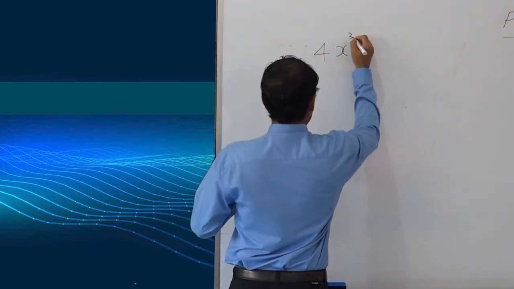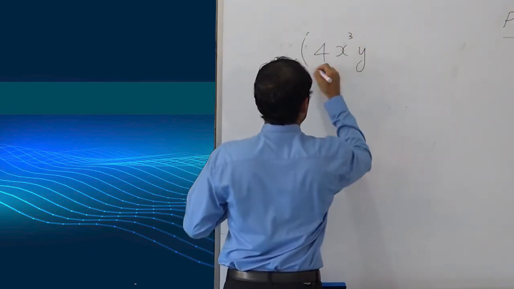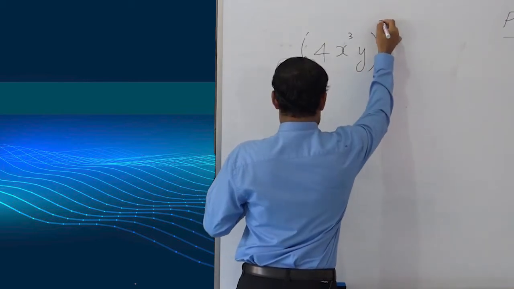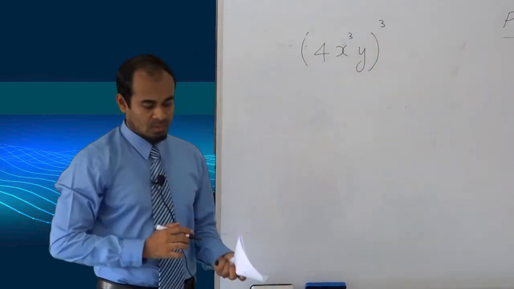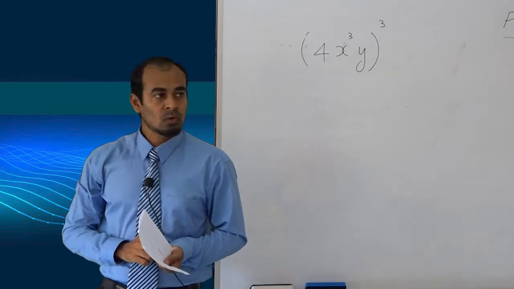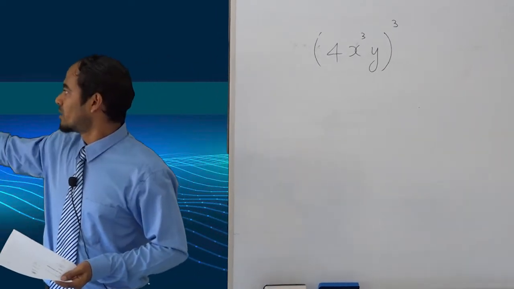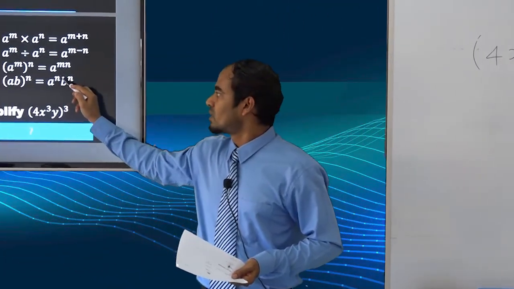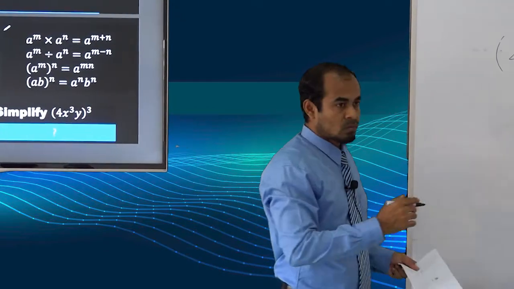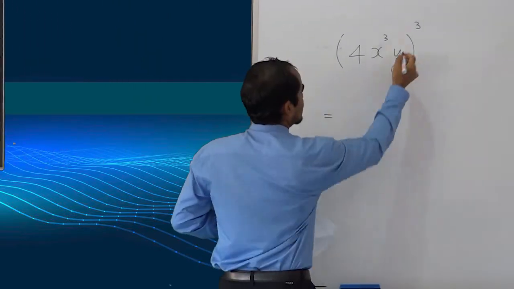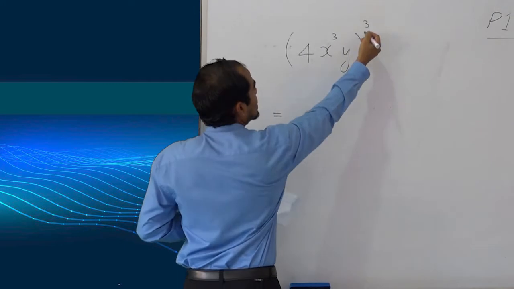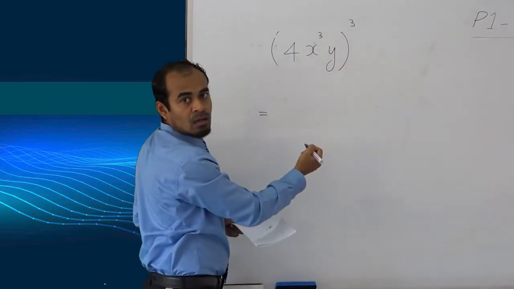4x cubed y, raised to the power 3. This is the same rule that we got here. We bring the power inside. So we are going to bring this power 3 outside the bracket in each of these numbers.